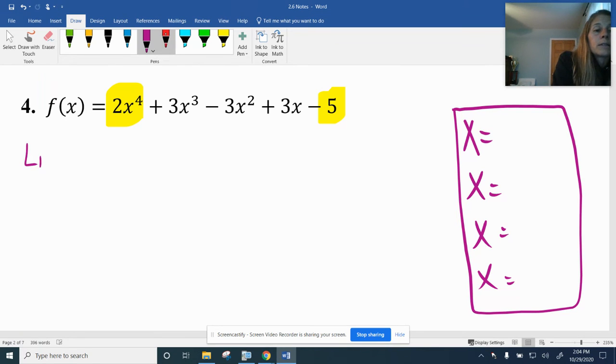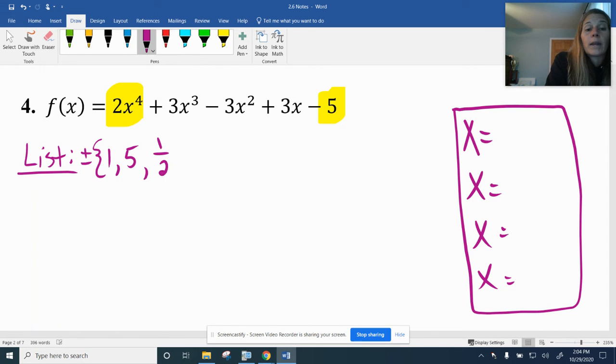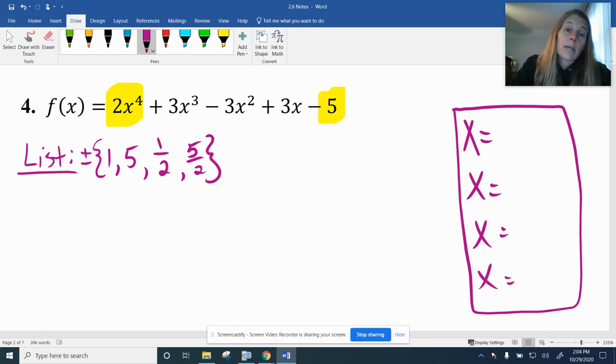Our list will consist of the factors of 5, which are positive, -1, and positive, -5. But they're not only going to be over 1, but they're also going to be written over 2. So it'll be 1/2 and then also 5 halves. And of course, there's 8 possible there because each one of those has both a positive and a negative option. All right, so now we're going to put this into the calculator and see how many of these we can find.